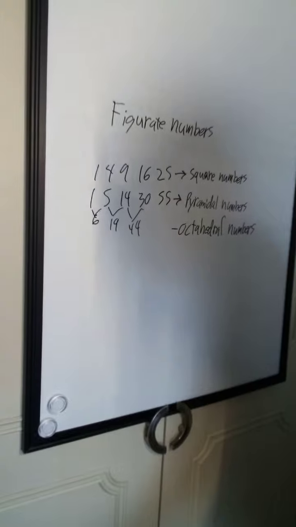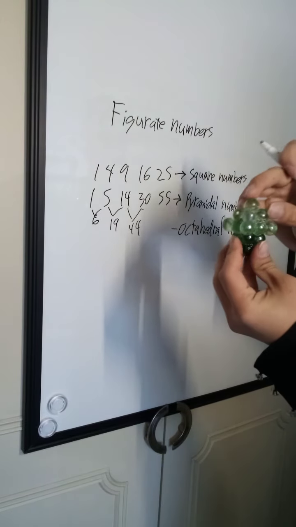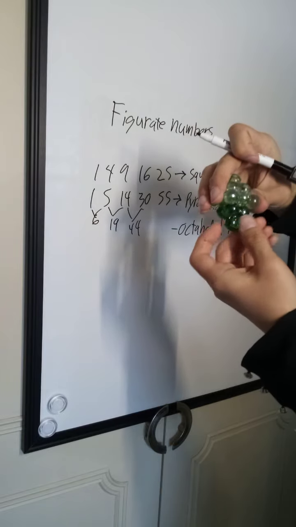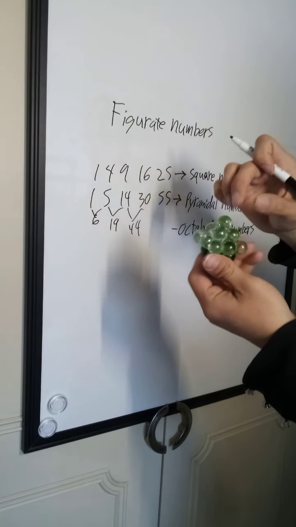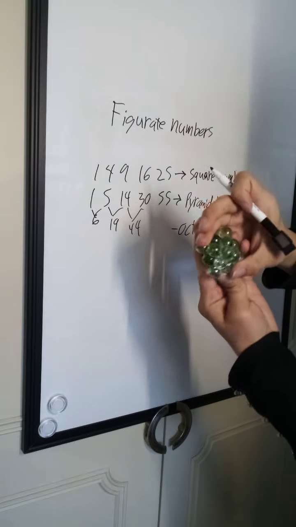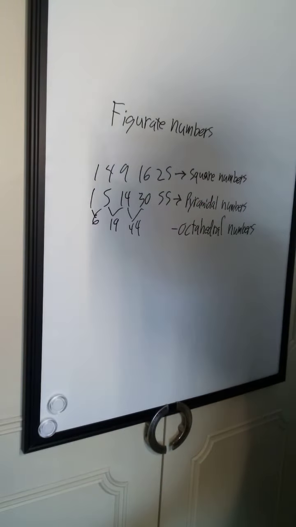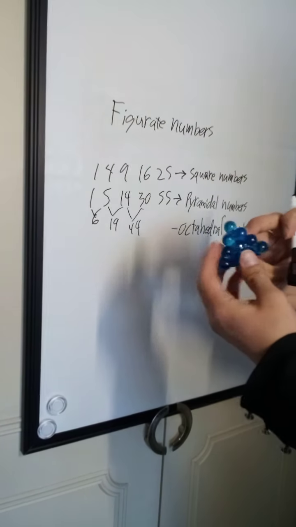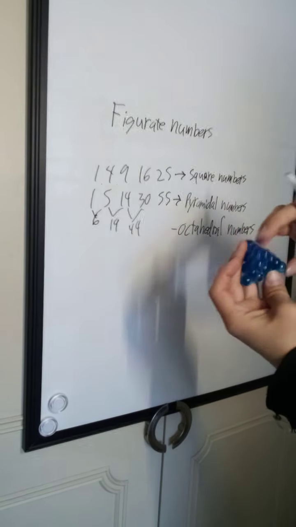And that's called octahedral because there are 8 faces. 4 on top here, 4 faces on the bottom. See, 4 here, 4 here. This is tetrahedral because there are 4 sides.